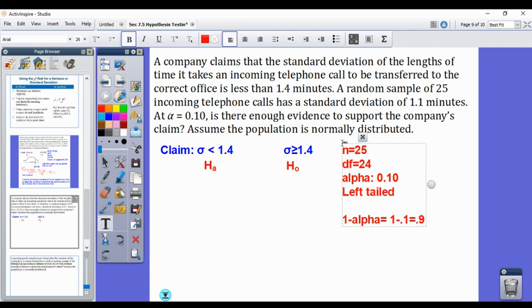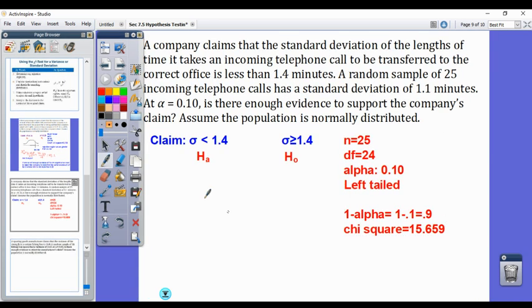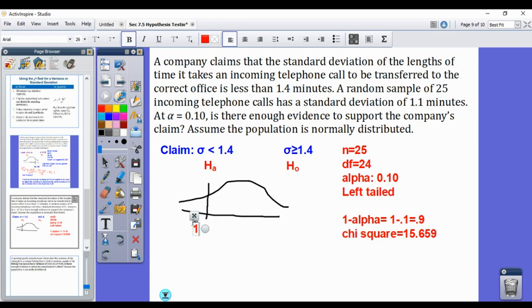And so that is the value that we're going to look at on the chart, going down to 24 degrees of freedom. And if we do that, we're getting a chi-squared value of 15.659. Okay. So our rejection region is going to be anything less than that, since we're doing a left-tailed test. So what does that look like? It looks like that. And my 15.659 is right there. So we are rejecting anything less than that.